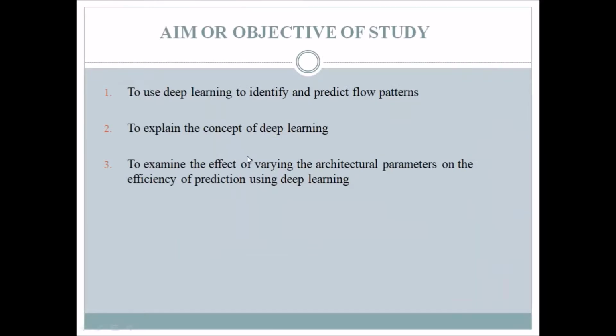So let's continue. Aims and objectives of the study. What are our aims in this? We want to use deep learning to identify and predict flow pattern. That's number one. Number two is that we want to be able to explain the concept of deep learning so that we can know how to apply it in chemical engineering. And thirdly, we want to examine the effect of varying the architectural parameters on the efficiency of prediction using deep learning. So these are the aims and objectives that we'll be trying to achieve in this.